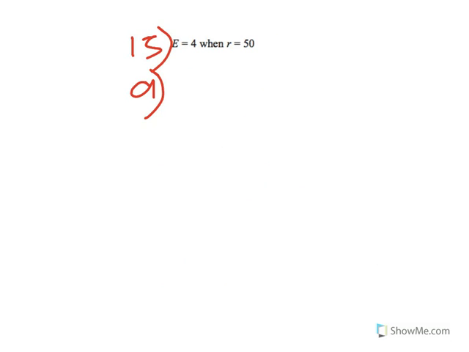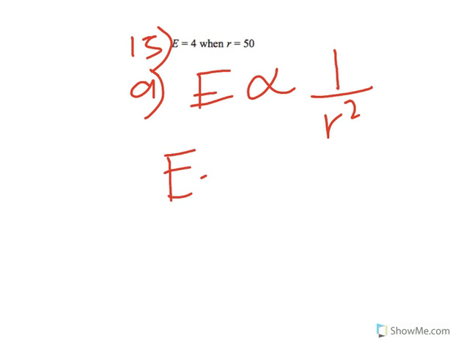Well, for question 15, it says that the light intensity E is proportional, this is the symbol of proportionality, to the square of, inversely proportional to the square of the distance R. When something's inversely proportional, it's 1 over something. So in this case, it's R squared because it's square of R. So it's inversely proportional to 1 over R squared. Now, if I was to write this in terms of an equation, it would be E is equal to K times 1 over R squared.